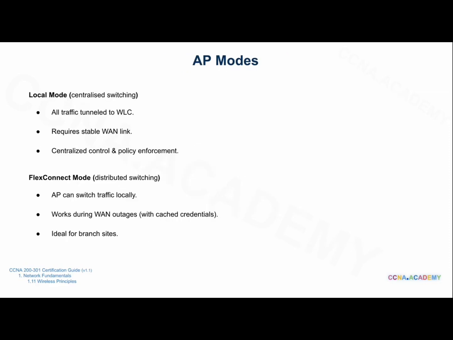In local mode, all client traffic is tunneled back to the WLAN controller, allowing centralized policy enforcement and consistent security. FlexConnect mode is designed for branch sites, where the AP can switch traffic locally and continue operating even if the WAN link to the controller fails. The choice of mode depends on network topology, WAN reliability, and desired control level.